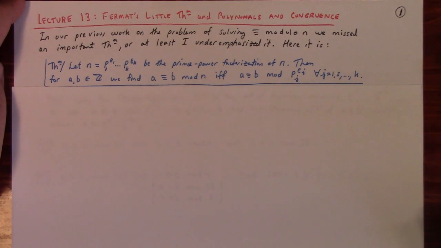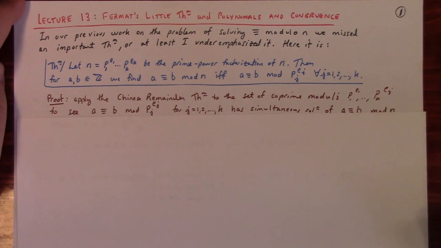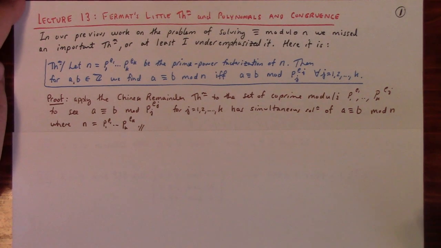So if we have n, which is the product of prime powers, that's the prime power factorization of n, then for a and b integers, a is congruent to b mod n if and only if a is congruent to b mod each of the prime power factors composing n. Okay, and so the proof is essentially just to apply the Chinese remainder theorem.